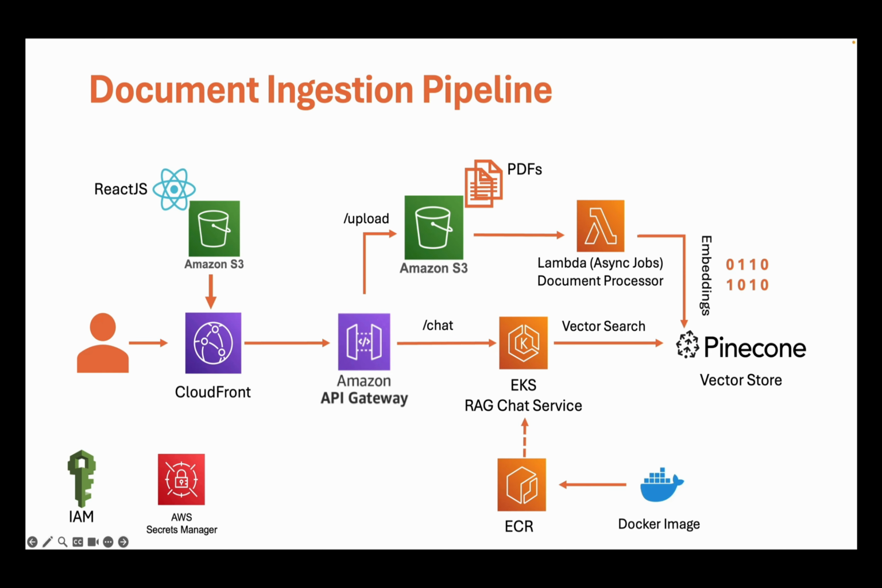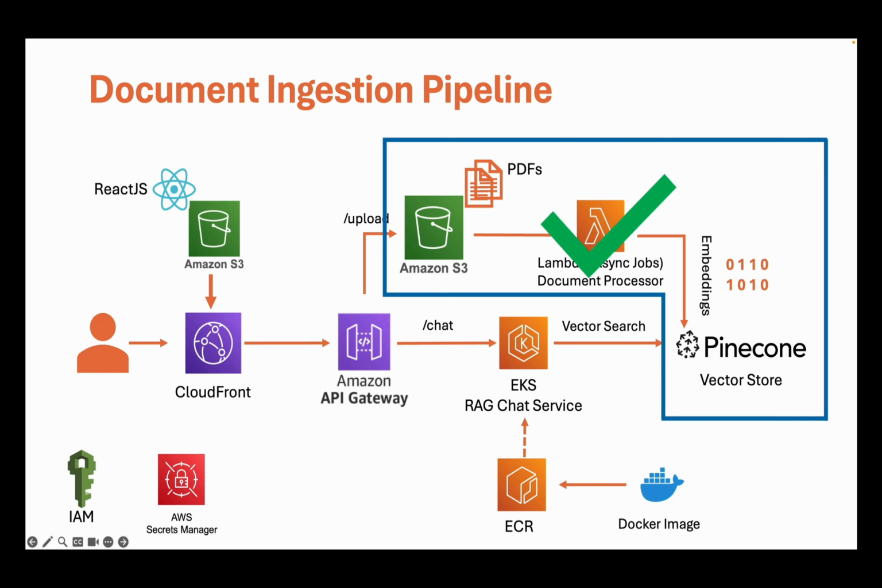Now, if we come back to our architecture diagram, we can see that the document ingestion pipeline has been tested properly. We verified that when a document is uploaded to Amazon S3, it triggers the Lambda document processor. That Lambda function then extracts the text, splits it into chunks, generates embeddings, and stores those embeddings in Pinecone. So the entire flow inside this highlighted section is now working successfully.